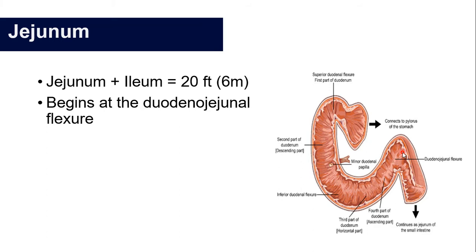Now, aside from that, the coils of the jejunum and ileum are freely mobile and are attached to the posterior abdominal wall by what we call the mesentery of the small intestine.